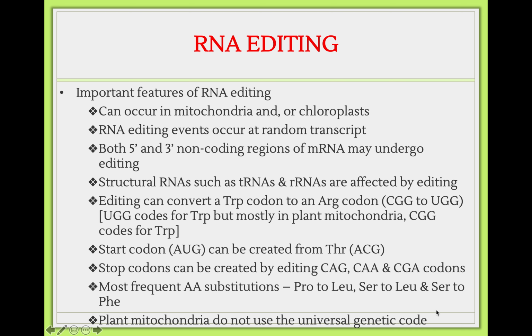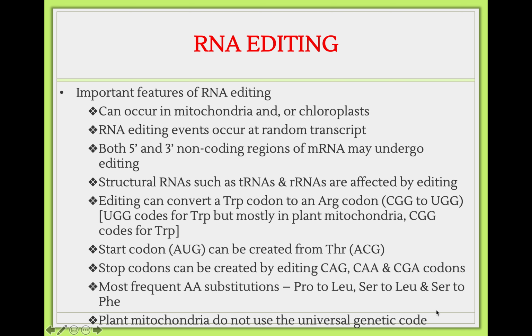So don't worry, I'm not going to cover it. Again, RNA editing in plant is a very complicated matter. So some other features, a start codon, your AUG, your methionine, can be created from threonine ACG, just a matter of substituting the C with U. Stop codons can be created by editing CAG, CAA, and CGA, whereby you replace the first C with U.